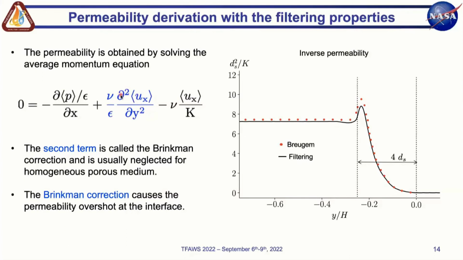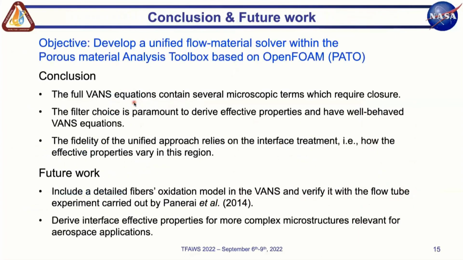Yeah, I'll conclude. So the message here is that this term, the Brinkman term, is quite important if you want to derive effective properties at the interface. So I will recall the objective. We want to develop a unified solver in PATTERN, and to conclude, the full volume-averaged Navier-Stokes equations contain several microscopic terms which require some closure, and the choice of the filter is quite important to derive these effective properties, especially at the interface. And the fidelity of this unified approach really relies on how you derive the properties in this region.